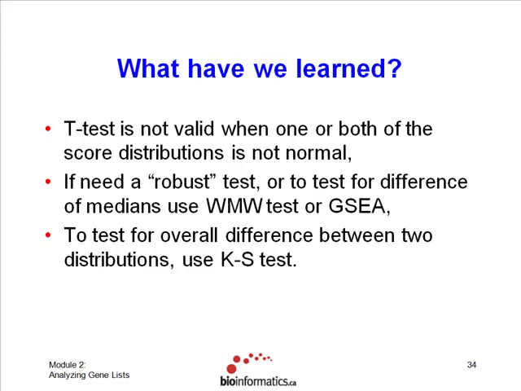Okay, so what have we learned so far? The T-test is not valid when one or both of the score distributions is not normal. So all you need is a robust test to test for difference of medians. You can use either the WMW or GSEA. In this case, they're interchangeable. To test for overall difference between the two distributions, you use the KS test.